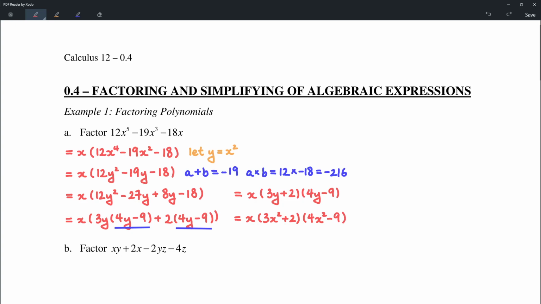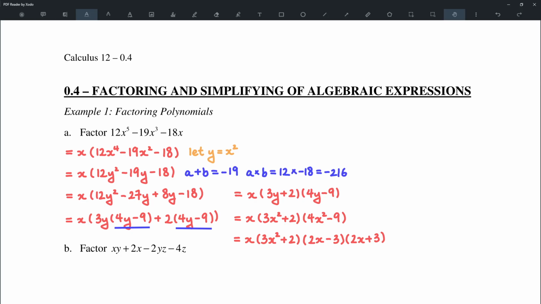And once we do that, it's important to note here that 4x squared minus 9 is a difference of squares, so it could be factored. So finally, we have x, the first term, and then in parentheses, we have 3x squared plus 2. And now the 4x squared minus 9 will be factored into 2x minus 3, and then 2x plus 3 multiplied together. And now the expression has been factored fully.